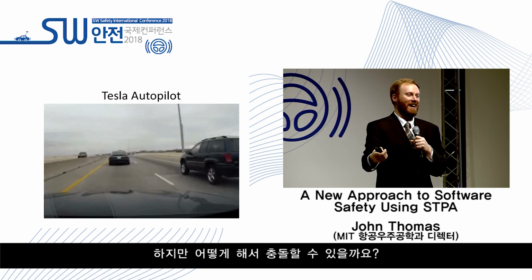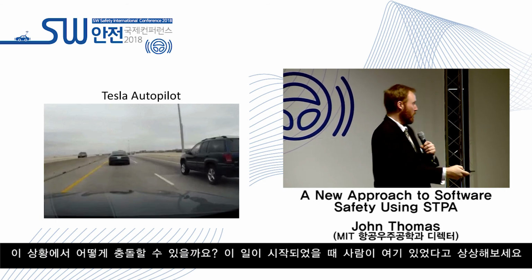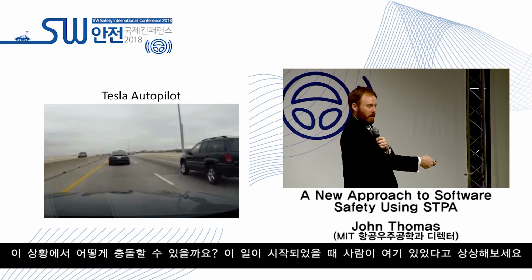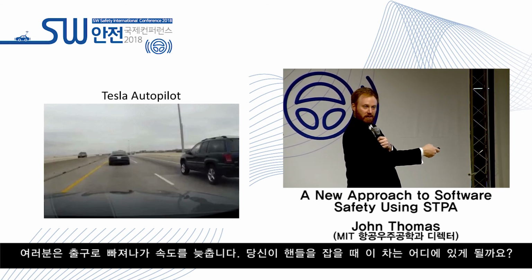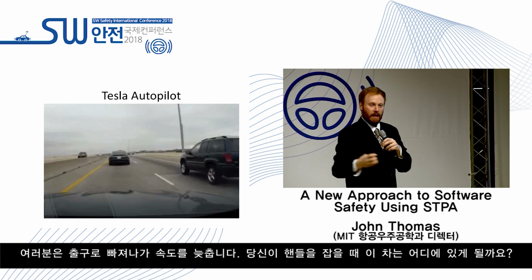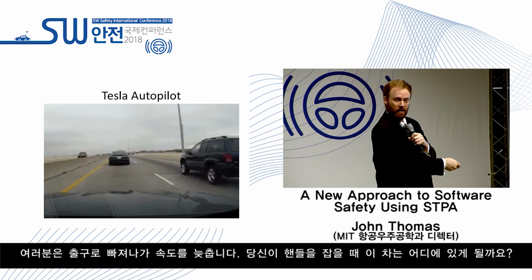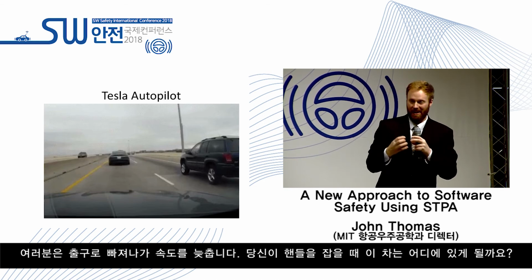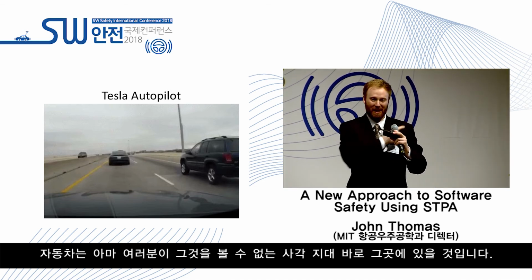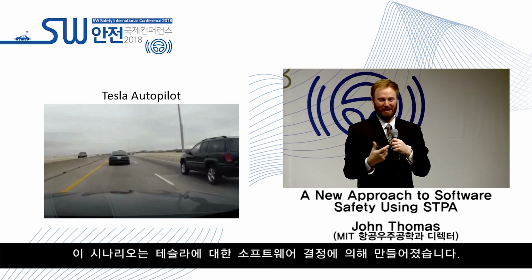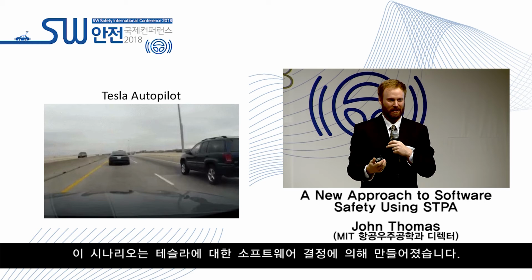But how does that get a crash? How do we get a crash out of that? Well, imagine a human driver was here when this started. You take the exit ramp and slow down. When you grab that steering wheel, where is this car going to be? It is possibly going to be right in your blind spot where you cannot see it. This is a scenario that was created by the software decisions on a Tesla.